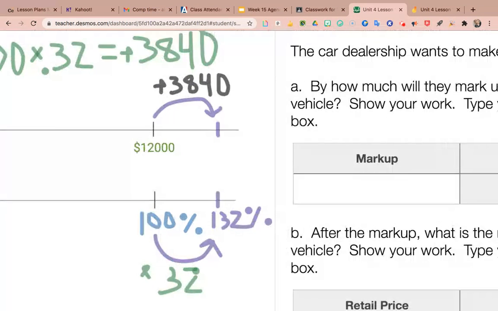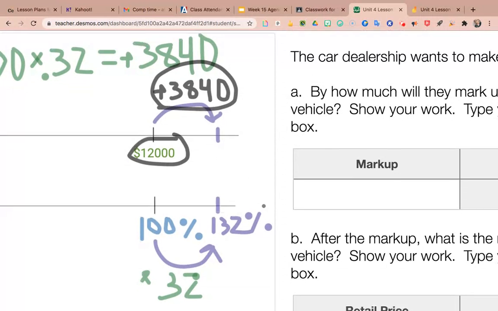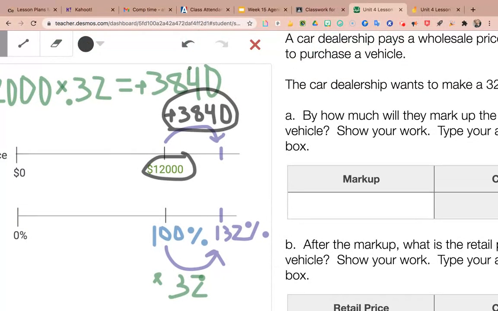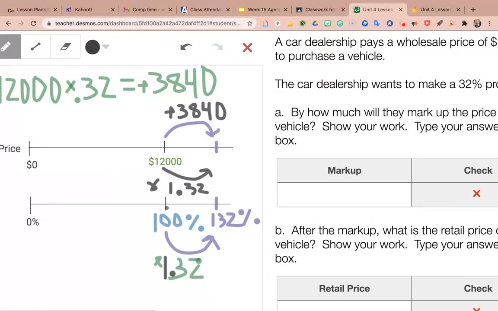So you're going to take this $12,000 and you're going to add it to 3,840. So add these together and you'll find your retail price. Another way you could have done it is you could have multiplied by 1.32. So if I multiply 12,000 by 1.32, because now I'm taking the 132%, I will get my retail price.